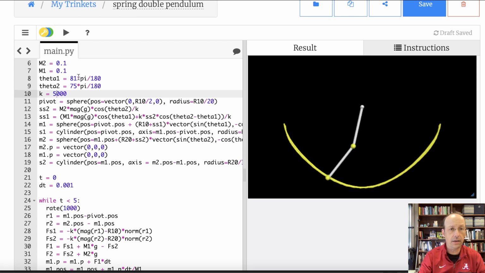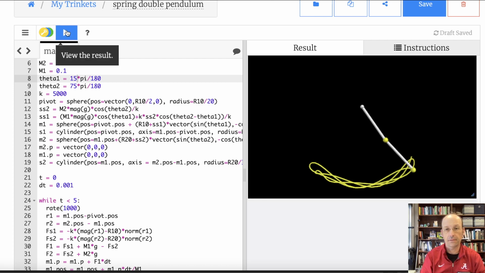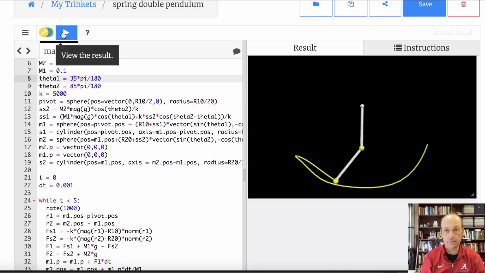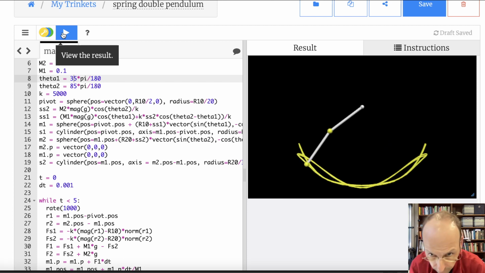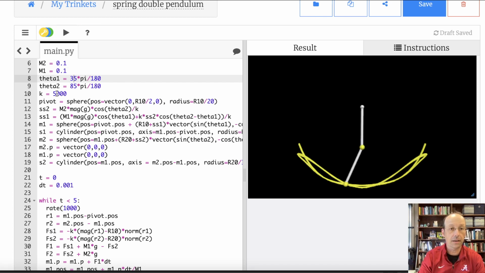Let's change these initial angles. Let's change this one to 15. I want to get some chaotic types. There we go. 15 and 85 changes to 35. It does seem like it's oscillating quite a bit. I think I need to increase that spring constant to even higher. Let's just do something crazy, 20,000.